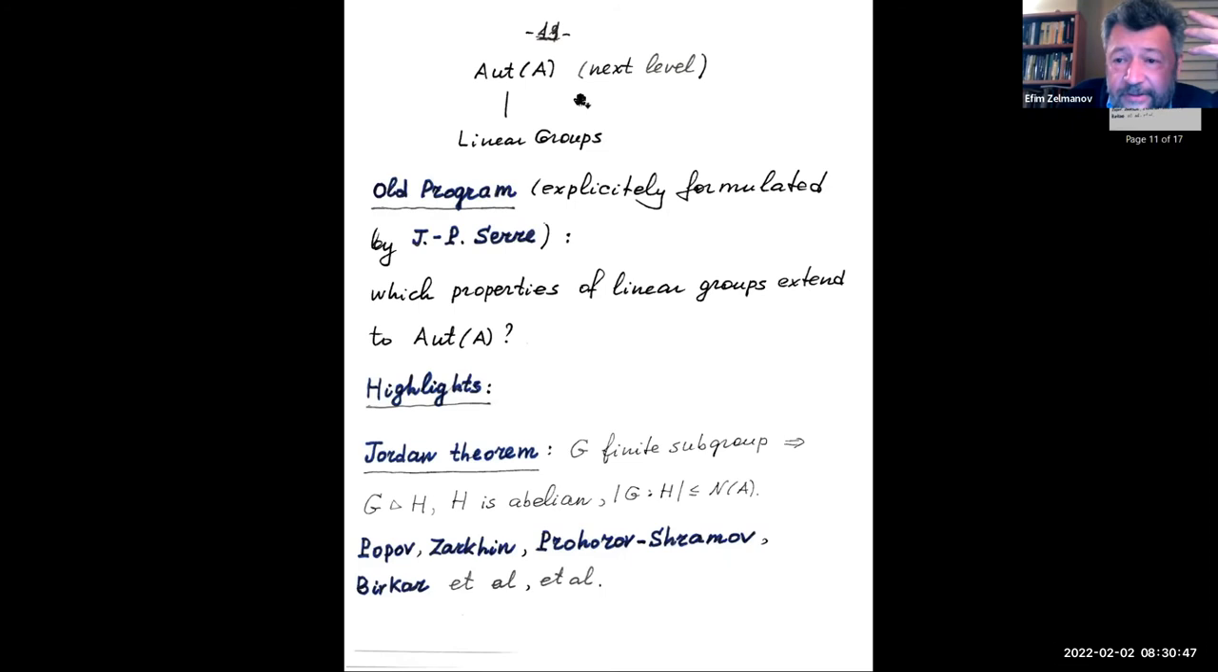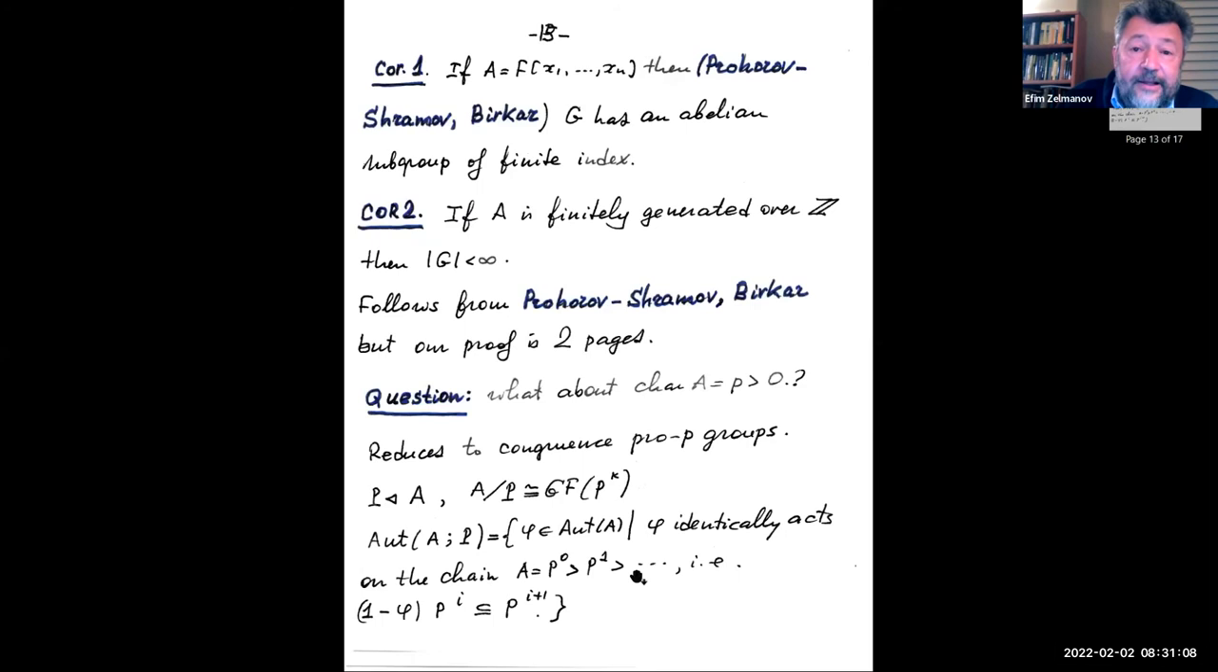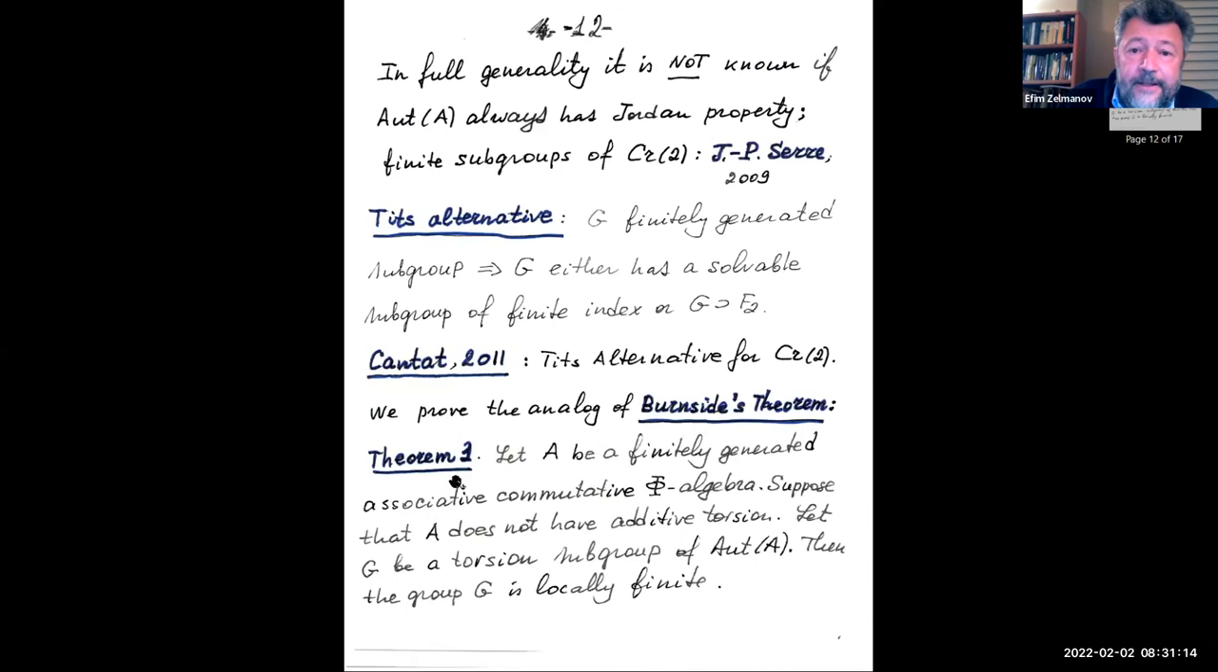It is not known. There were important results in this direction due to Popov, Zarkin, Prokhorov, Shramov, Birkar, et al. So in full generality, it is still open. Again, Jean-Pierre Serre classified finite subgroups of the Cremona group of rational automorphisms in two variables.